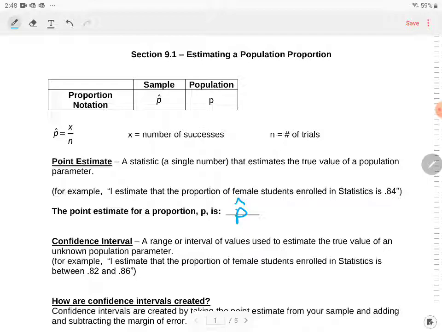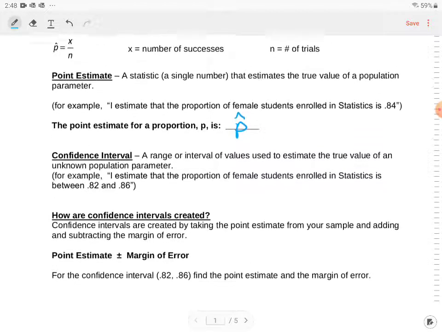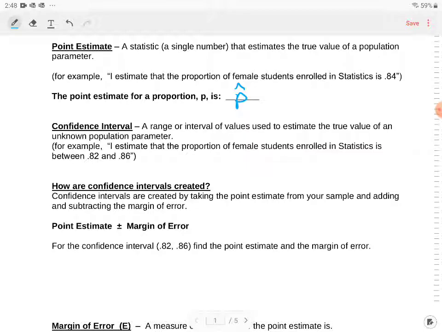The confidence interval is a range of values to estimate the true value of an unknown population parameter, and we will look more at that. Our confidence interval is created with the point estimate plus or minus a margin of error. So for the confidence interval from 0.82 to 0.86, find the point estimate and the margin of error.